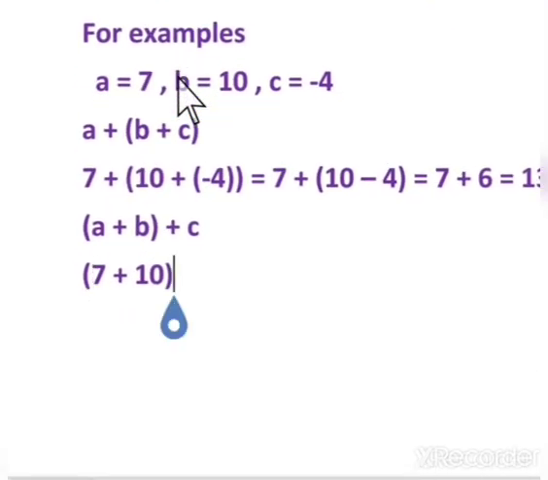And then plus, and the value for c is minus 4. Plus or minus should not be next to each other. So put another bracket and then minus 4. Bracket closed. First clear the bracket and then we solve the sums.